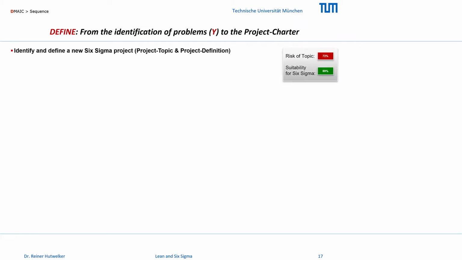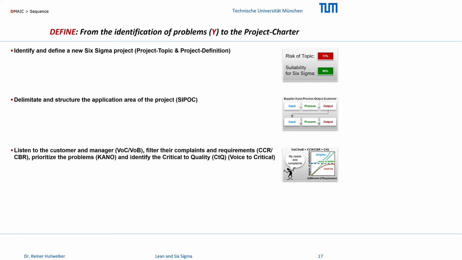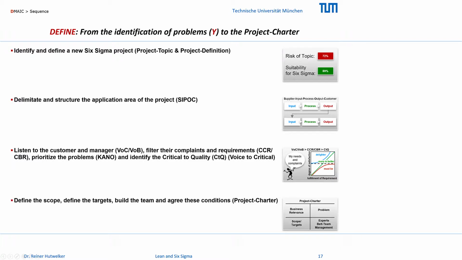Thus, at first, we will identify and define a new Six Sigma project with the tools project topic and project definition. Then we will delimit and structure the application area of the project in the SIPOC. We will listen to the customer and the responsible manager, filter their complaints and requirements, prioritize the problems, and identify problems that are critical to quality. At last, we will define the scope of the project, define its targets, build the team and agree on these conditions in a project charter.